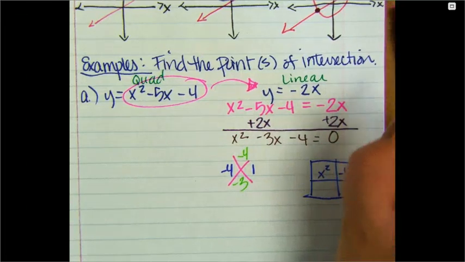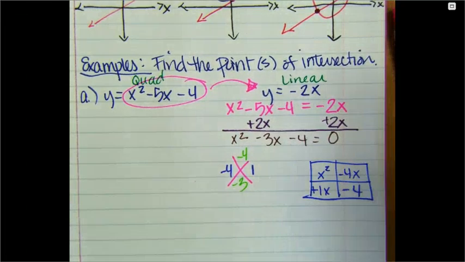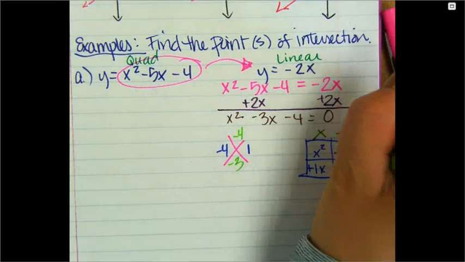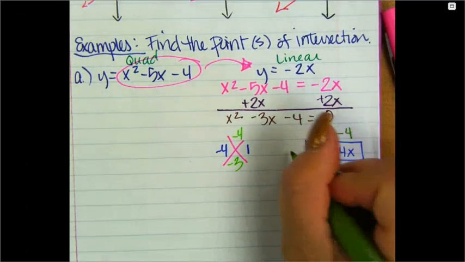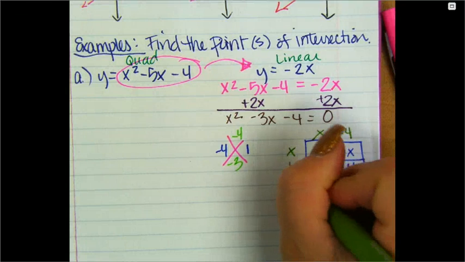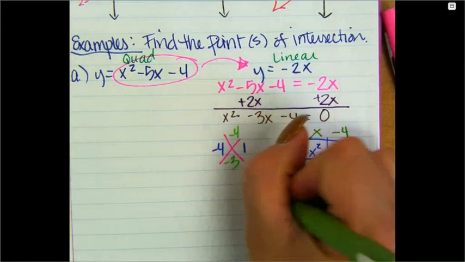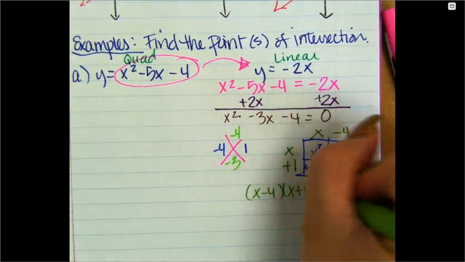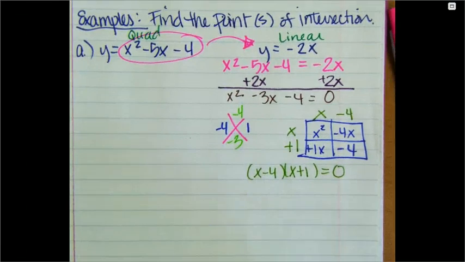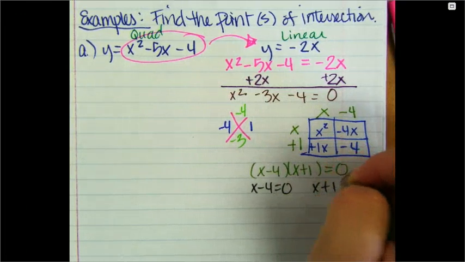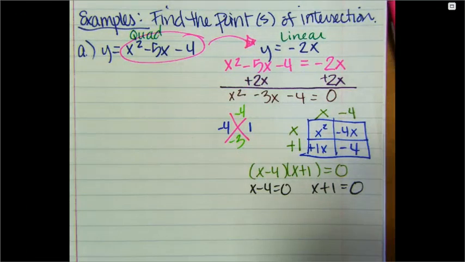X squared minus 4x plus 1x minus 4. What does x squared and 1x have in common? X. What does negative 4x and negative 4 have in common? Negative 4. So we have x minus 4 and x plus 1 equals 0, correct? All right, we're still setting it equal to 0, which means we're still solving. So what are we going to do at this point? Set the two equations to 0. So x minus 4 equals 0 and x plus 1 equals 0.